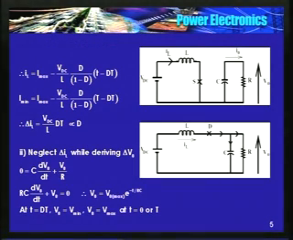Therefore, IL is given by this equation, and IL is equal to I min when t is equal to T. I'll just substitute for t. So what is delta IL? Delta IL is I max minus I min, which is nothing but this term, this term.